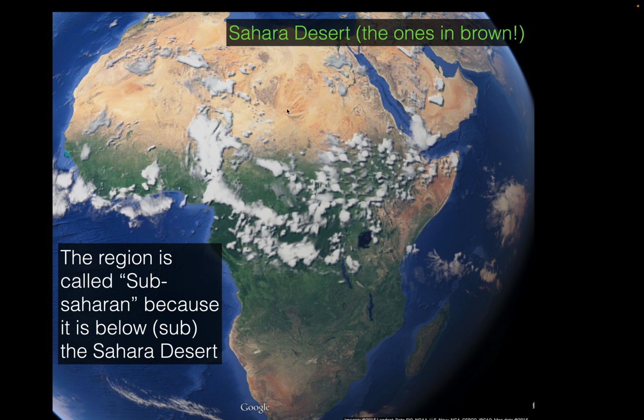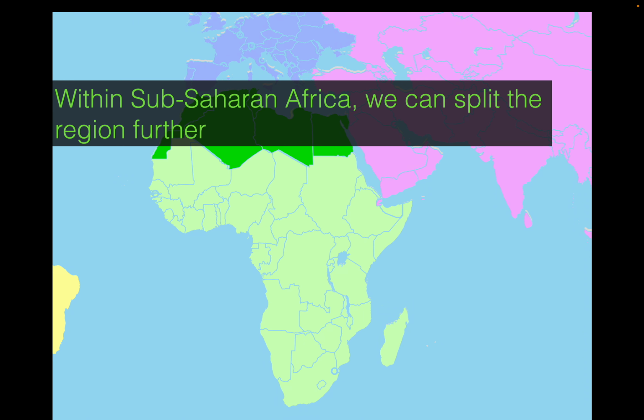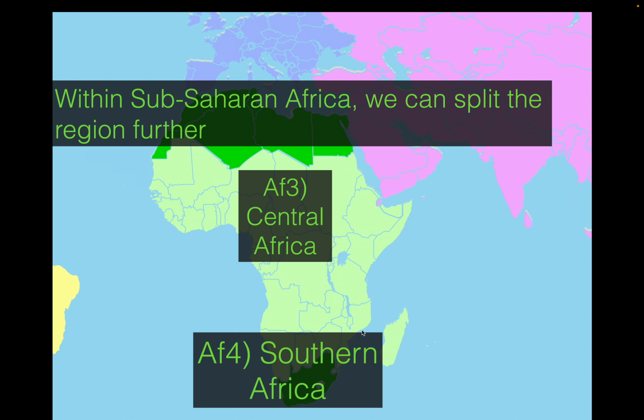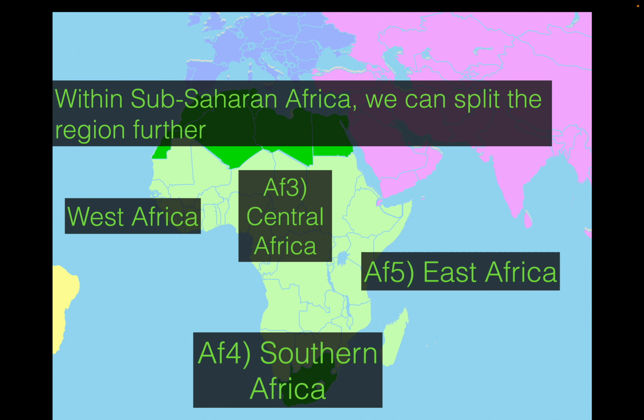Okay, so this whole region is below, or to the south of, the Saharan desert. That's why we call it sub-Saharan Africa. Within sub-Saharan Africa, we can split it further into Southern Africa, the few countries at the south, especially South Africa, Central Africa, West Africa, and East Africa. Sub-Saharan Africa, especially Central Africa, is usually the poorest and least developed region in the world, mostly because there is a lot of political instability over there.